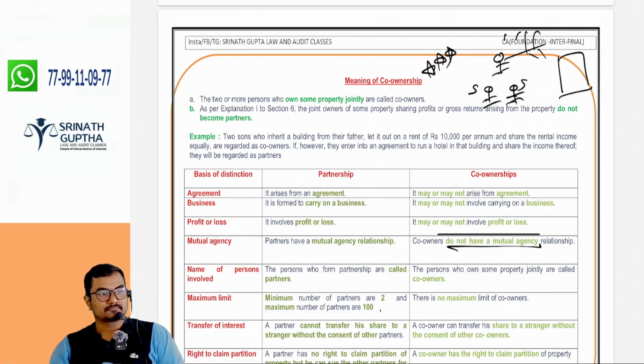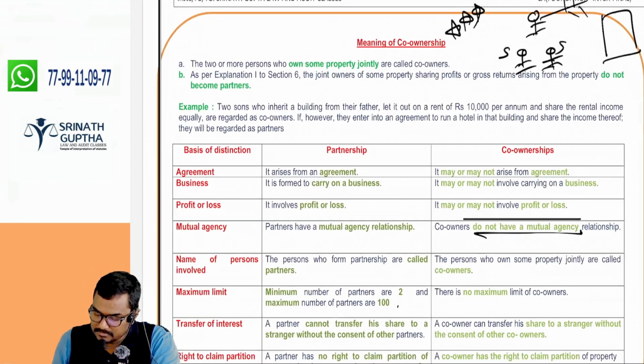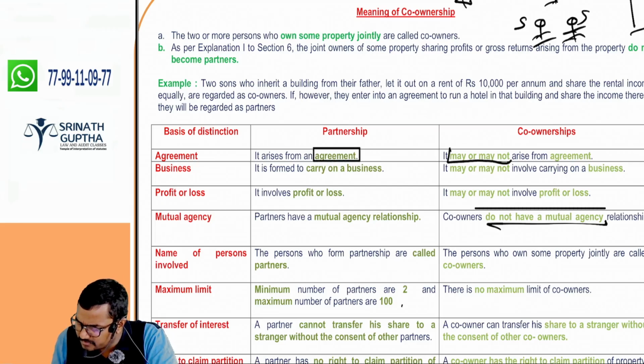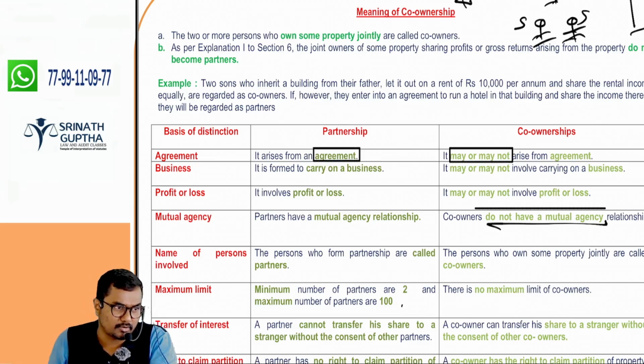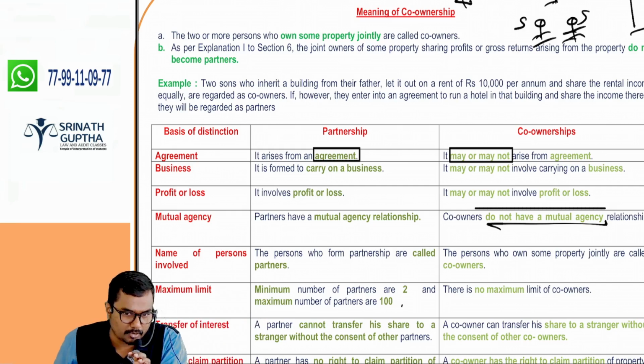Co-owners, both brothers Satya and Satish. Joint owners. A partnership will arise from an agreement. Joint ownership may or may not arise from an agreement. Here, Satya and Satish become joint owners without any agreement. For example, Santosh and Ganesh purchasing a property jointly become joint owners by agreement.